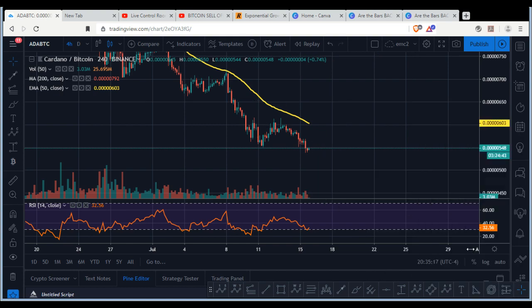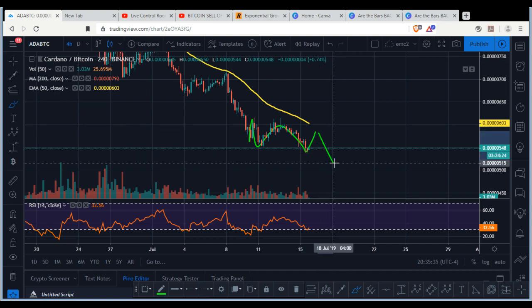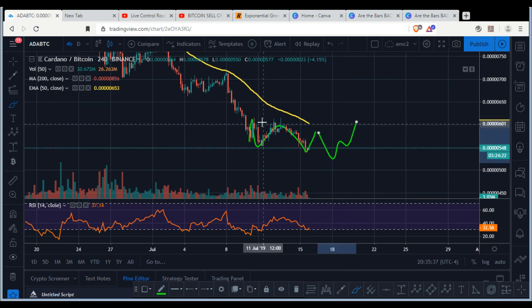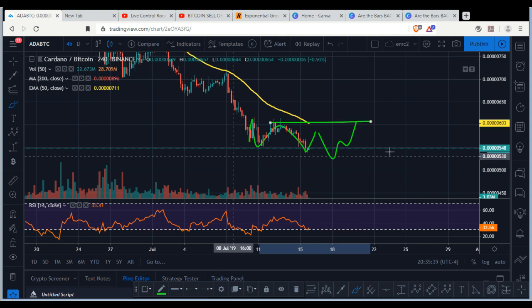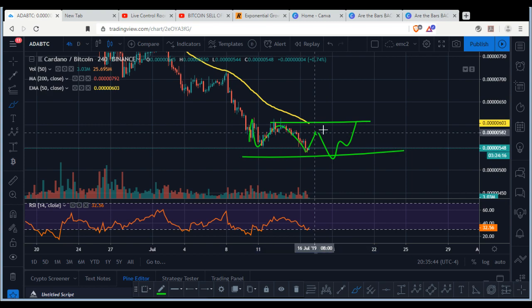So ADA, we called for this move. We got this correction from ADA, this 3-wave to the downside. But this move to the downside is not a 3-wave, so we could get this wave to the upside and then get this move before another 3-wave. So ADA could be correcting in this range for whenever. We could be getting a nice correction in this range.